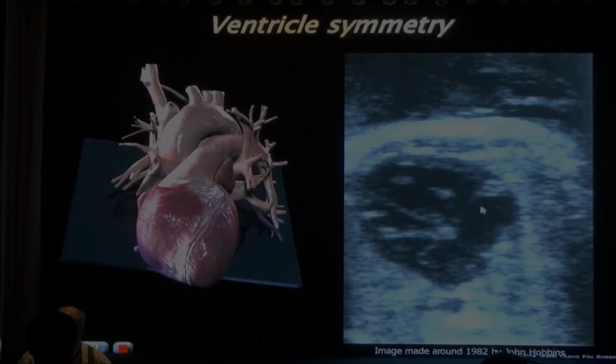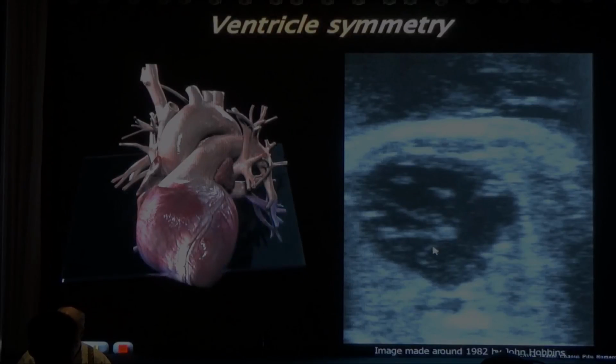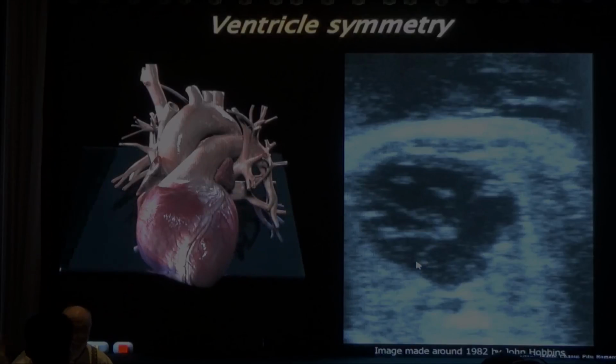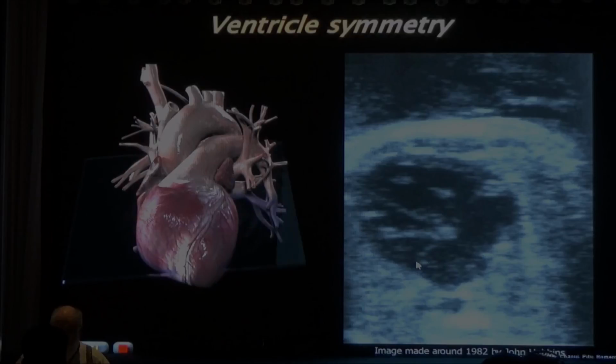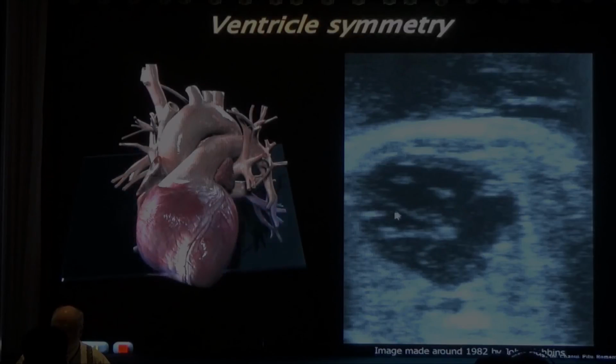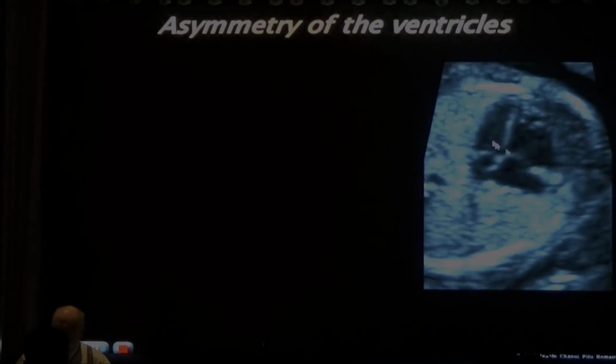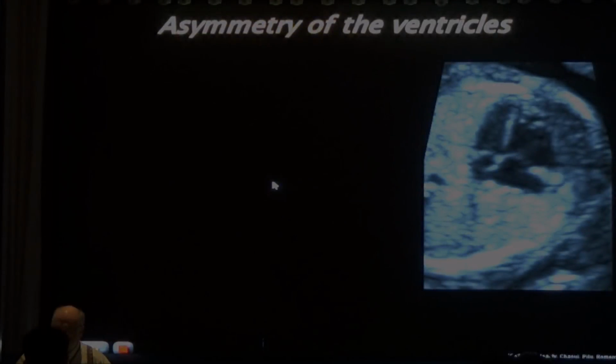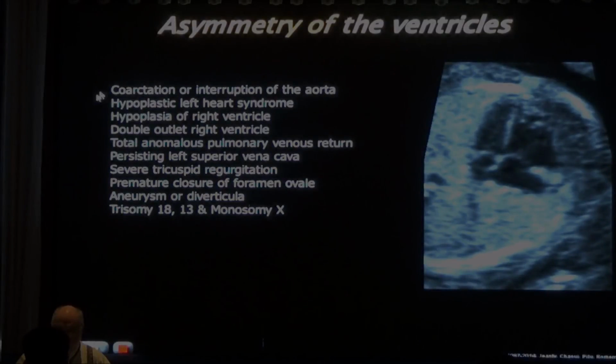Now, in 1982, we didn't know that having the AV valves at the same level was a sign of atrial septal defect, which is, of course, a big indicator of trisomy 18. But now we know that. But in 1982, this is the only thing we knew. So if you see an asymmetry like this, there's a long list of differential diagnoses of causes for that. But by far the most common here is coarctation of the aorta.